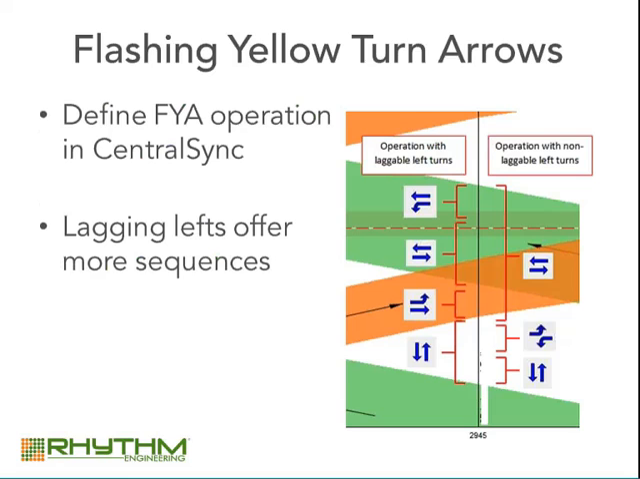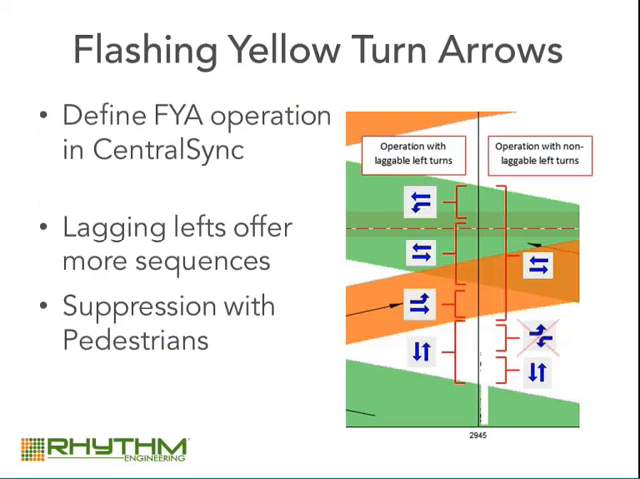To expand on why lagging lefts improve the efficiency of arterial coordination, this graphic shows how InSync allocates screen time if left turns are laggable or if left turns are not laggable. As you can see, there is more flexibility with lagging left sequences because you do not need to use the non-tunnel time to serve the mainline left turns. InSync will also work with flashing yellow arrow applications where the flashing yellow is suppressed when a conflicting pedestrian movement is running. Hillsboro, Oregon utilizes this controller feature.